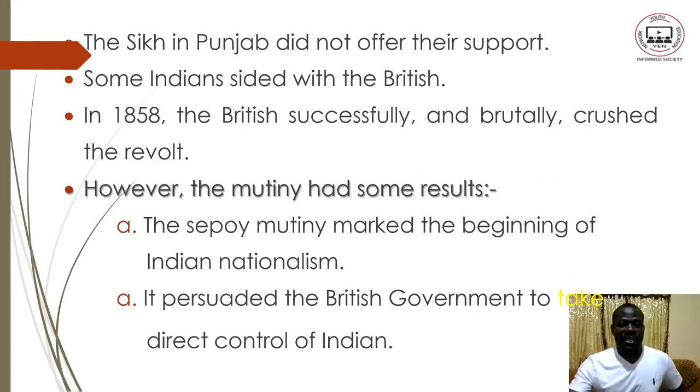So the Sikh in Punjab did not offer their support. So that's why we are saying that it was fragmental. They were doing it independently. The mutiny, the rebellion, it was done independently. So where people are fragmented, they are not united, they cannot defeat even the common enemy. So some Indians, they even sided with the British.